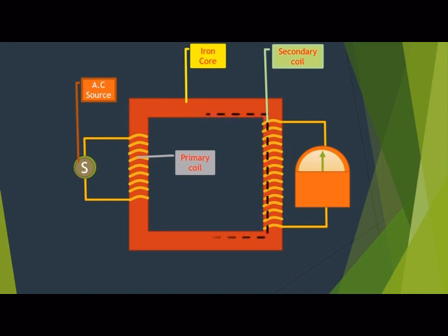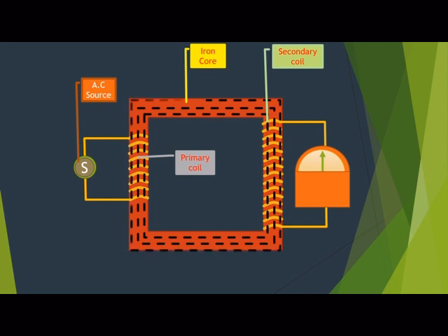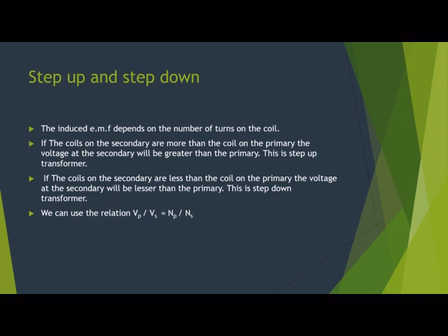The alternating current produces an alternating magnetic field which magnetizes the iron core. The iron core carries this alternating magnetic field to the secondary coil, which in turn induces an EMF. Hence, just like in the principle of mutual inductance, without any physical contact, a current is induced in the secondary coil. The induced EMF depends on the number of turns on the coil.